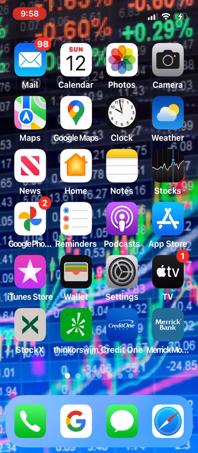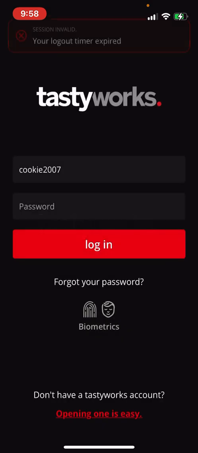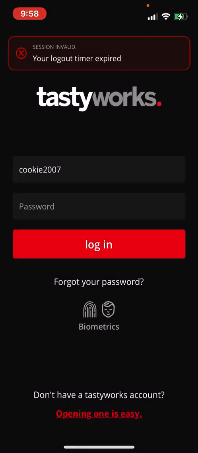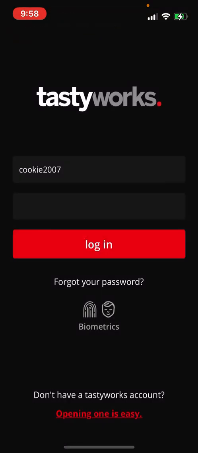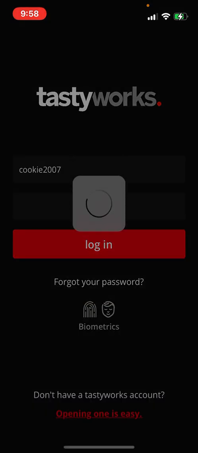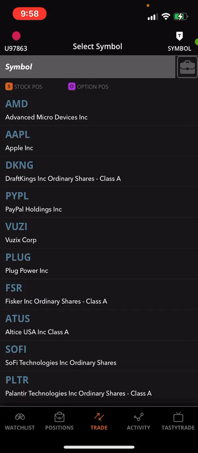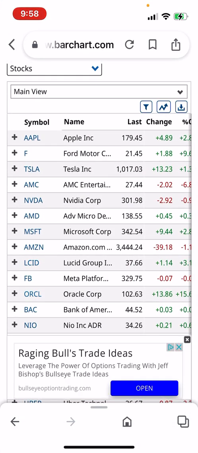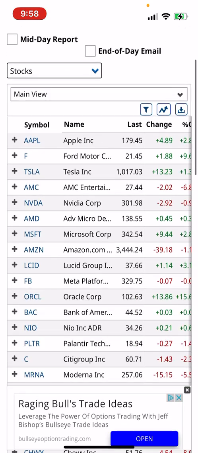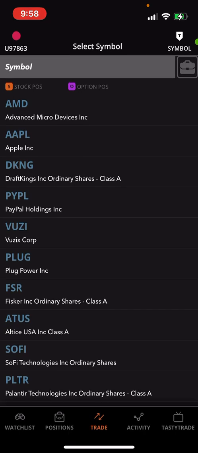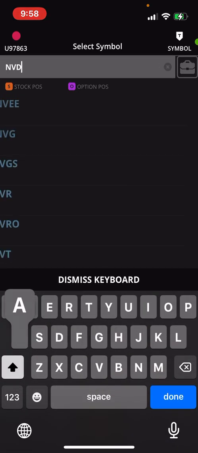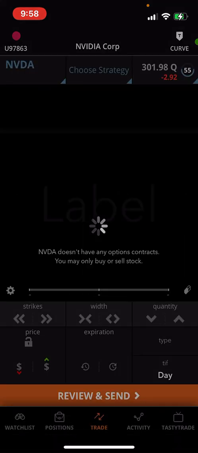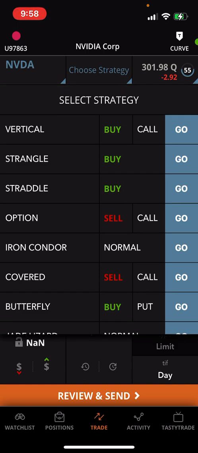So for example, let's say you wake up and you're looking at the bar chart. I like the bar chart right here. It helps me look at the most active options. So we're going to look at Nvidia. Nvidia, okay, perfect. Let's go back to Nvidia. In my last video, I did a naked option. IV rank is 55 here.